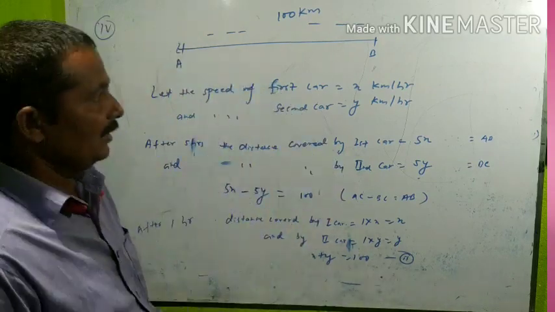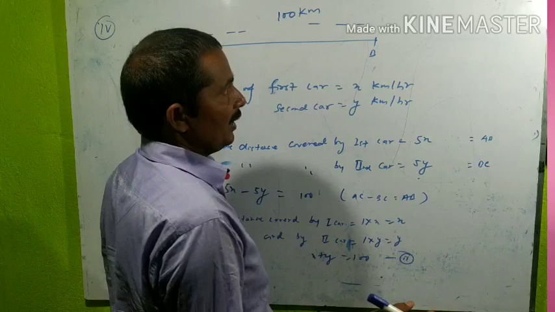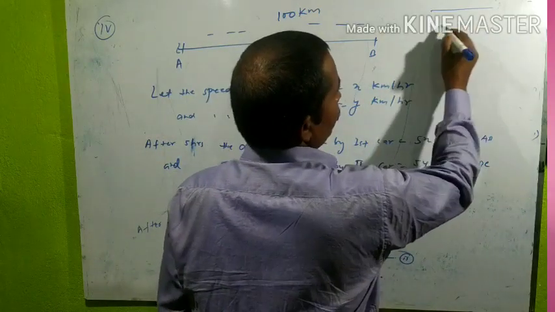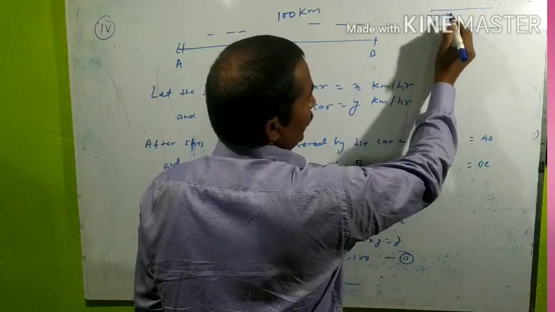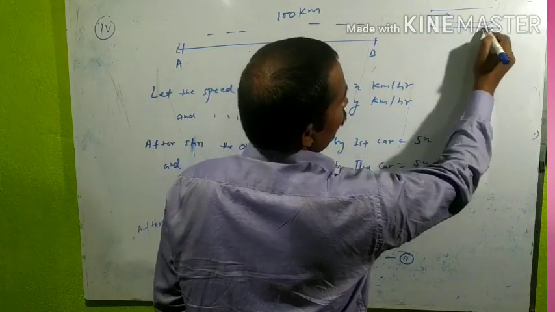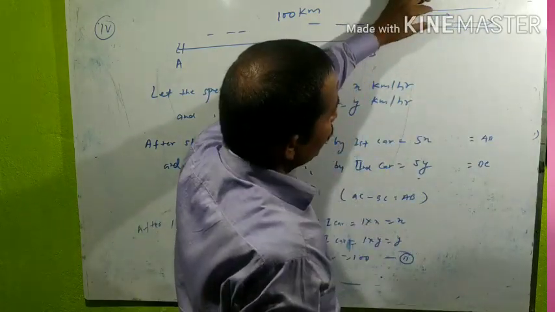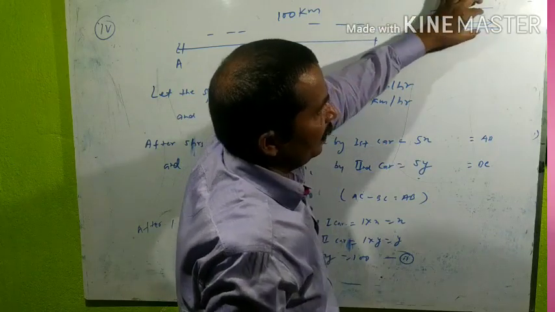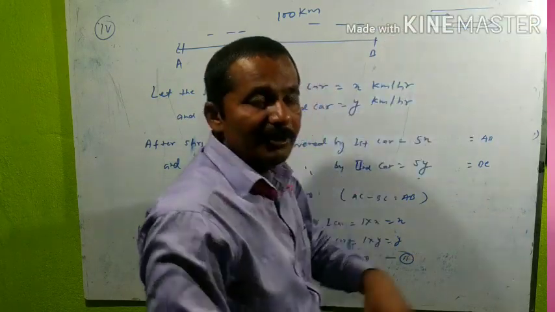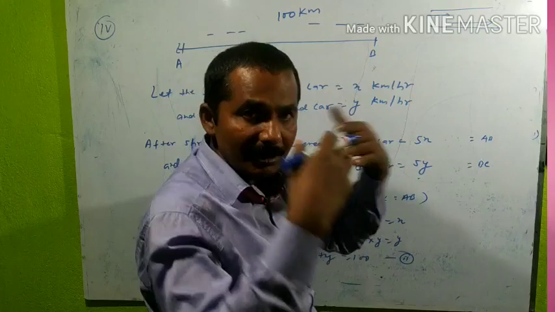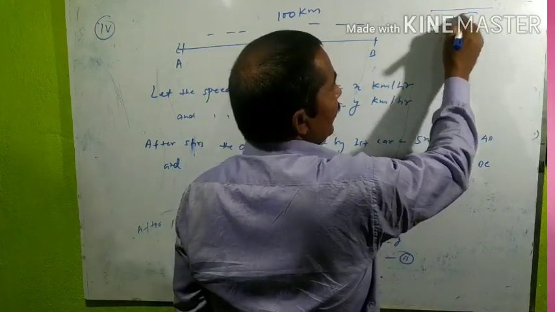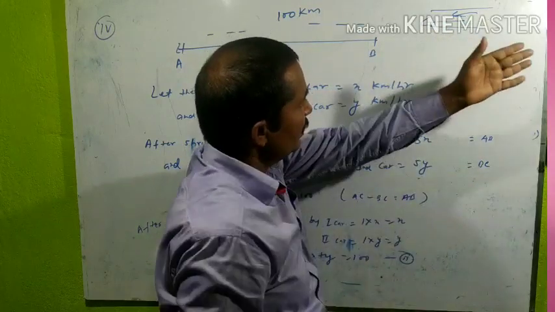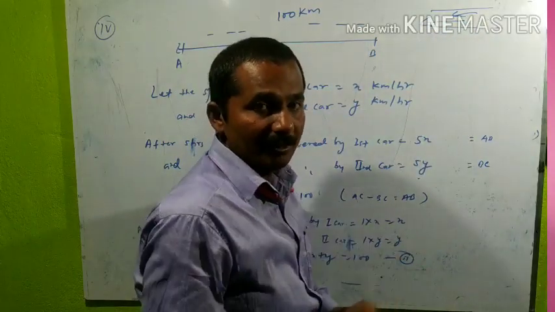In the same direction means, try to understand, suppose this is the path. If the first car moves this side and the second car also moves this side, means both cars are moving to the east, that means they are moving in the same direction. If both cars are moving in the west, they are also traveling in the same direction.